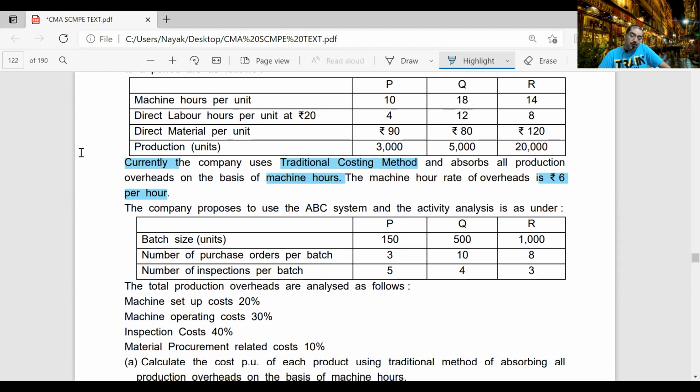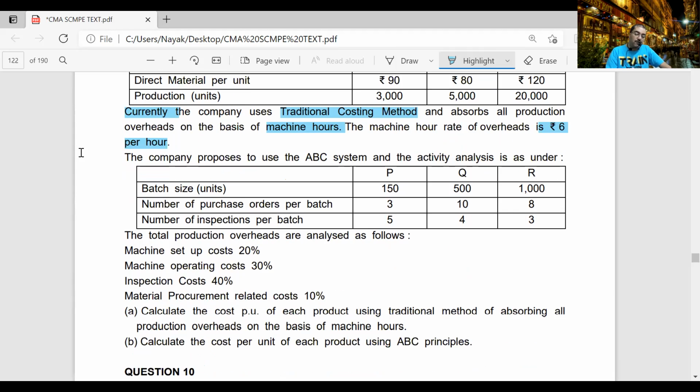Then they have given that total production overheads are analyzed as follows. Machine setup cost is 20%, machine operating cost is 30%, inspection cost is 40%, and material procurement related cost is 10%. So that accounts for 100% of the cost. Calculate the cost per unit of each product using the traditional method of absorbing production overheads on the basis of machine hours. Calculate the cost per unit of each product using the ABC method.